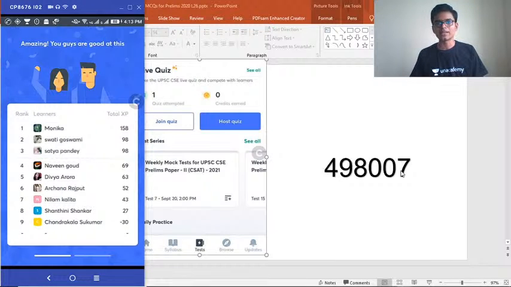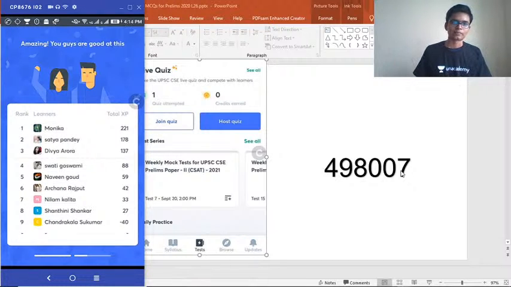Yes, 38% getting it. It is cold current.